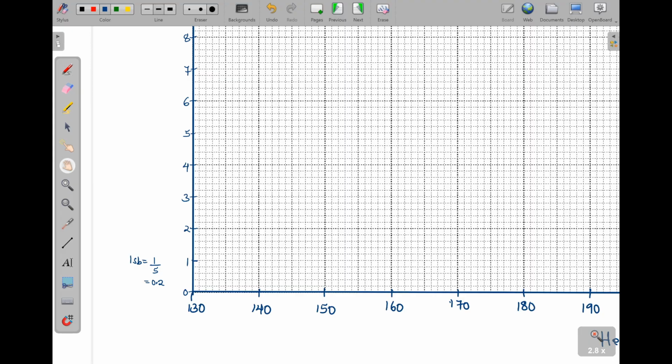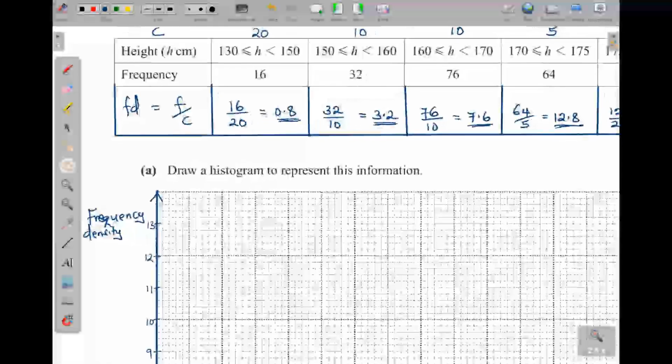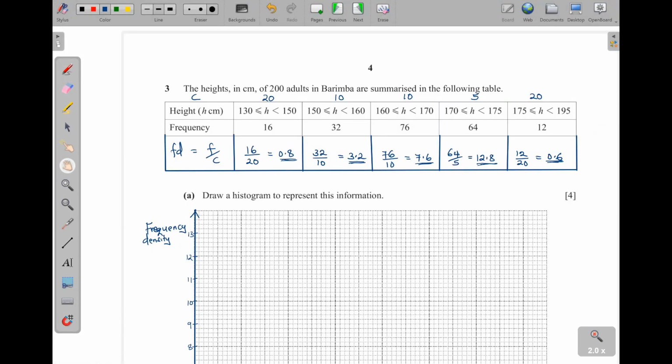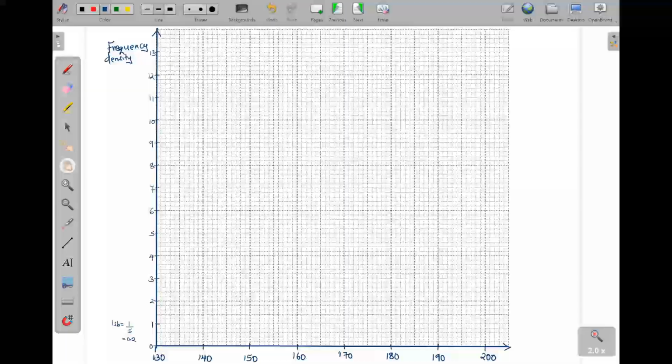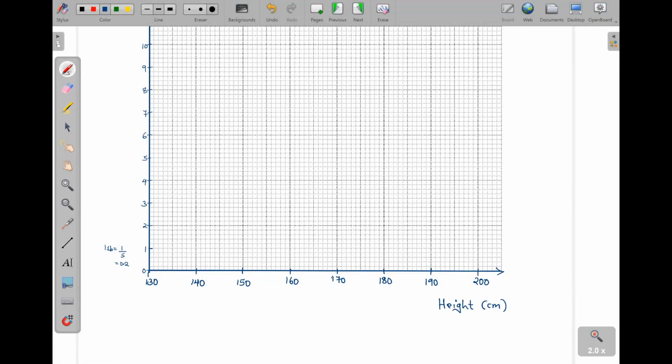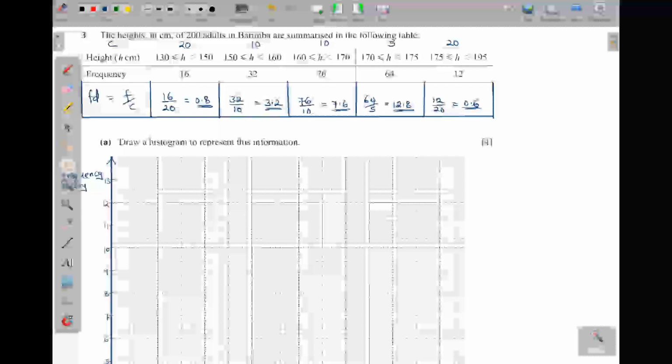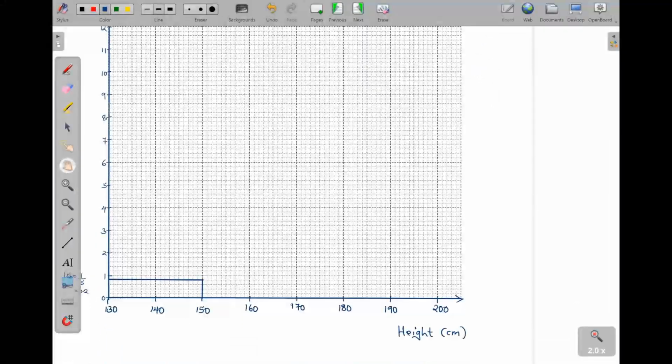Now let us plot. We have 130 to 150, 0.8. So I'm supposed to take 4 small boxes up here. Remember, each small box is equivalent to 0.2. So that is the first one there. Then the next one, from 150 to 160, 3.2. So I'm supposed to go 1 small box above the 3. So we get something like that. Then connect this one to this.